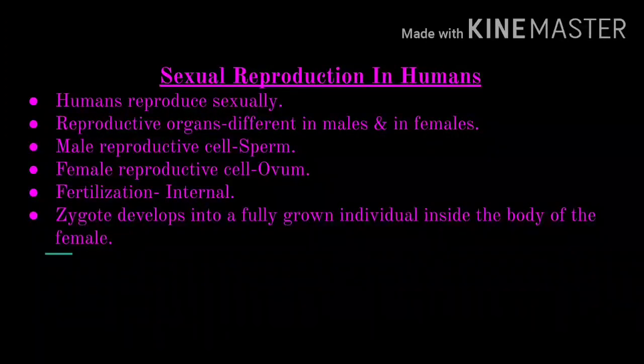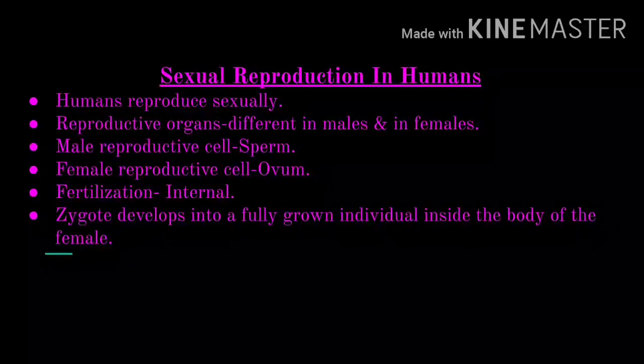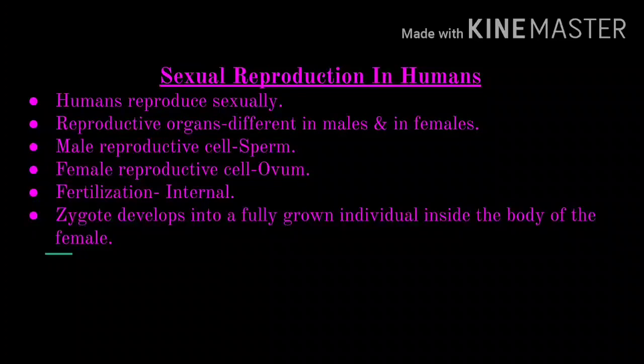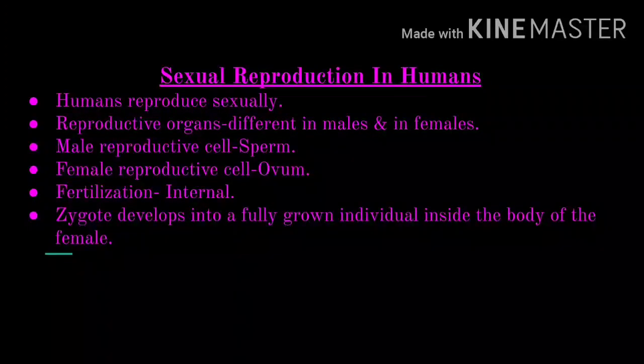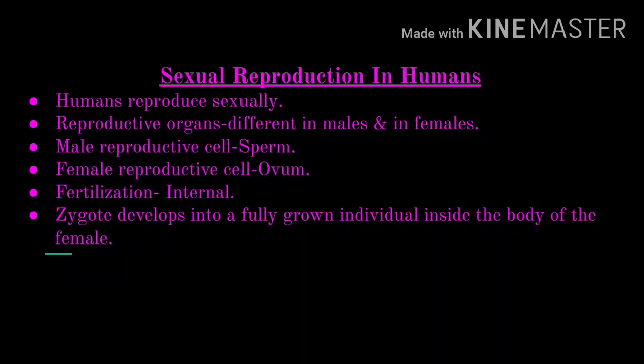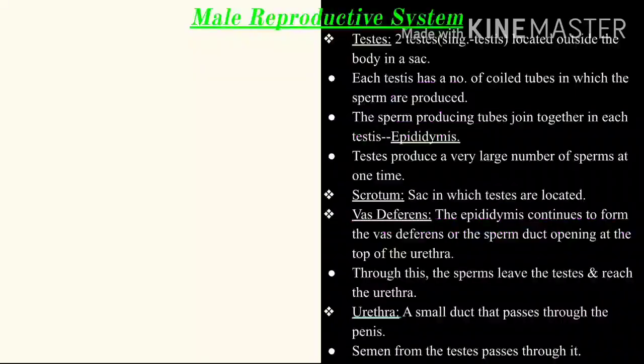Sexual reproduction in humans. Before that, let us discuss: humans reproduce sexually. Reproductive organs are different in males and in females. Males reproduce mainly through their cells. The male reproductive cell is the sperm. The female reproductive cell is the ovum. Fertilization takes place internally, and then the zygote develops into a fully grown individual inside the body of the female. These are the main characteristics of sexual reproduction in humans.